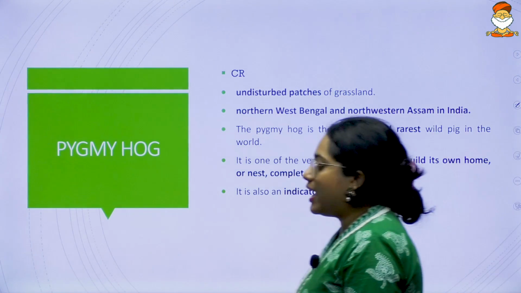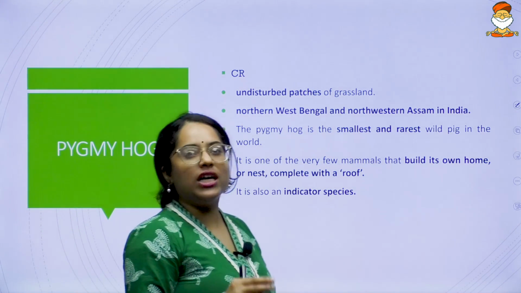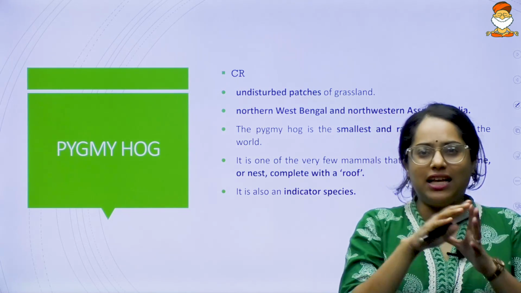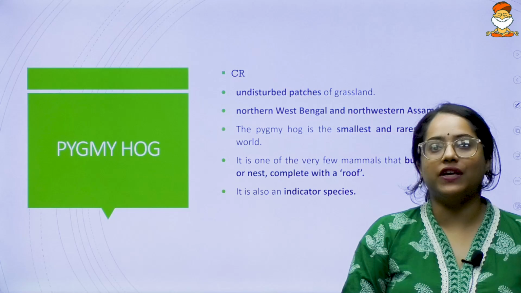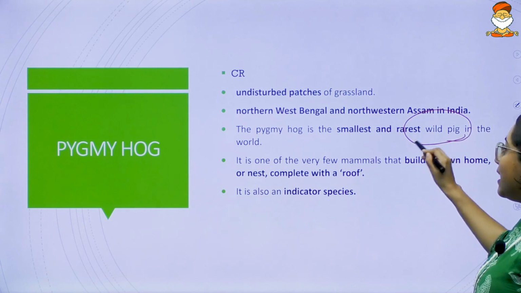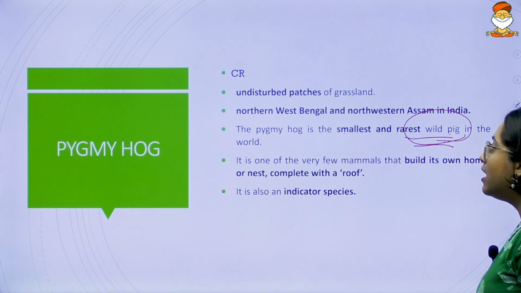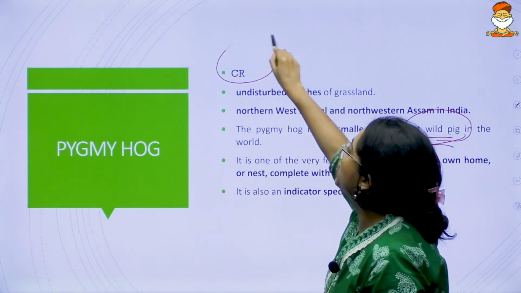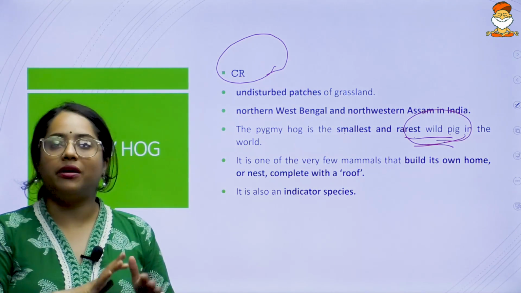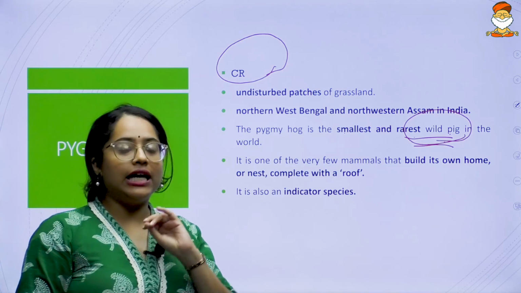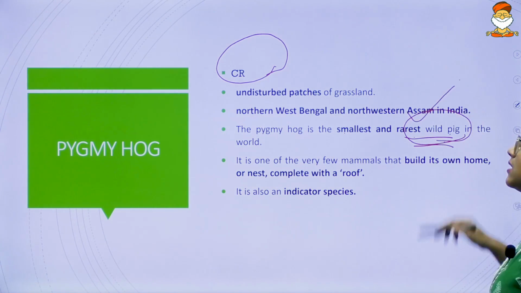Another species that was in the news was the pygmy hog. The pygmy hog looks like a very small rat, but actually when you look at the taxonomic classification of it, it is a wild pig. It's the smallest and the rarest wild pig in the world. It's a critically endangered species. Its habitat is undisturbed patches of grassland. In India, you primarily find it in northern West Bengal and the northwestern Assam region.